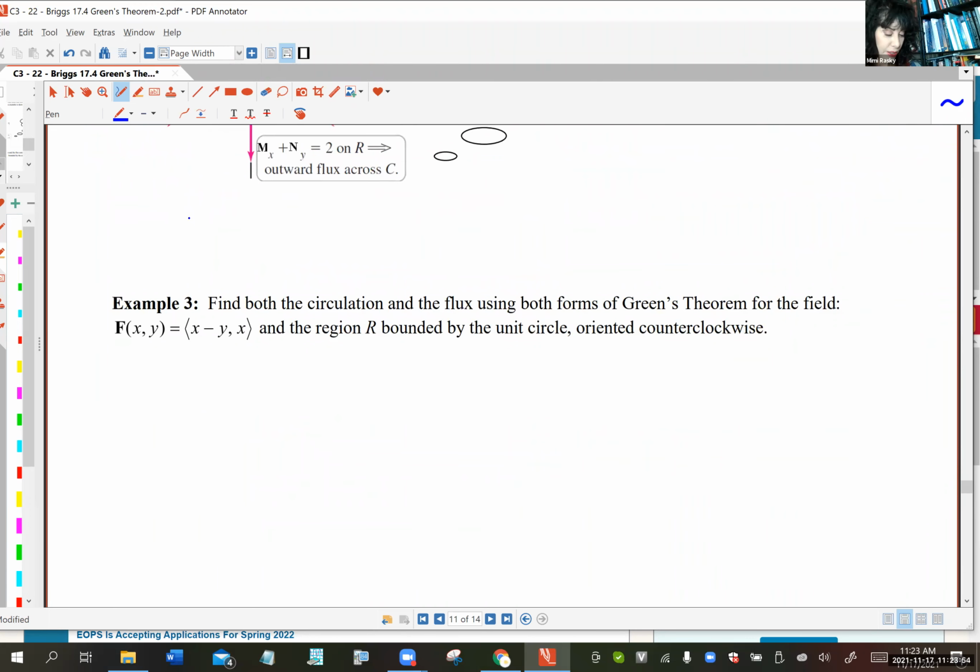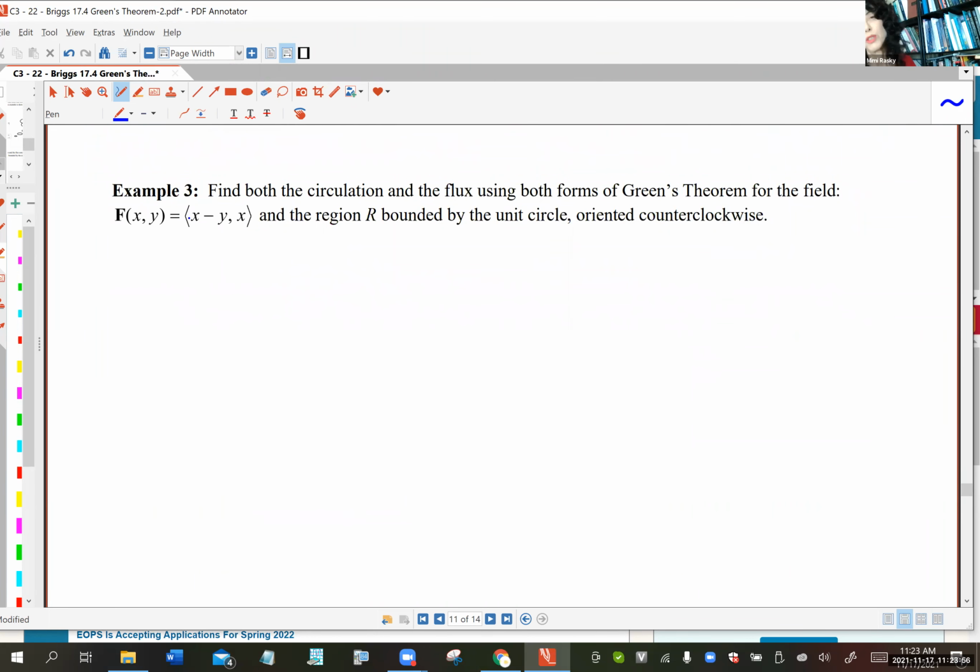Oh, how exciting. Okay, so this is a similar problem to what I would put on a quiz or an exam. So focus up here. We want to find both the circulation and the flux using both forms of Green's for this vector field. And the region R is going to be just a unit circle. Okay, that's easy. And of course, for the circulation part, we'll go counterclockwise.